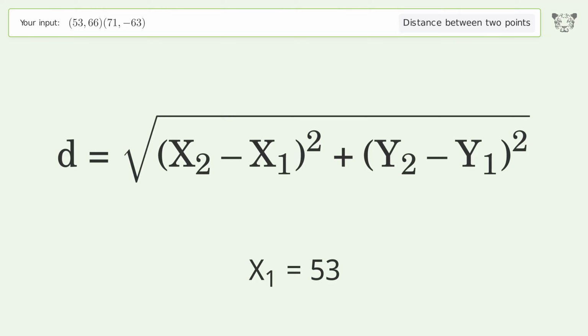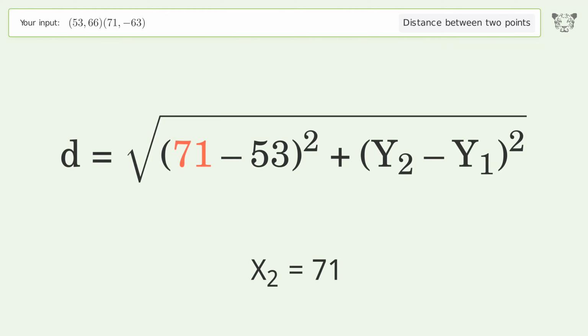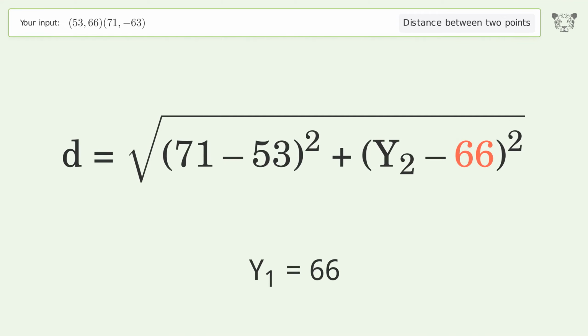x1 equals 53. x2 equals 71. y1 equals 66. y2 equals negative 63.